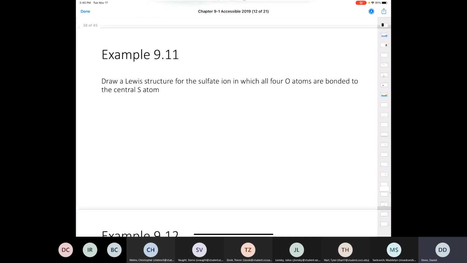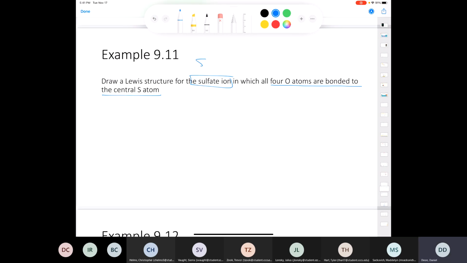It says here, draw a Lewis structure for the sulfate ion in which all 4 oxygen atoms are bonded to the central sulfur atom. What's a sulfate ion? Everybody should know that by now. It's SO4 2-. Sulfur has 6 valence electrons. It's in group 6A. Oxygen has 6 valence electrons. It's also in group 6A. There's 4 of those. And I have to add 2 extra electrons because I have a 2 negative charge. So that gives me 24 plus 8. I tally that up. That's 32 valence electrons.